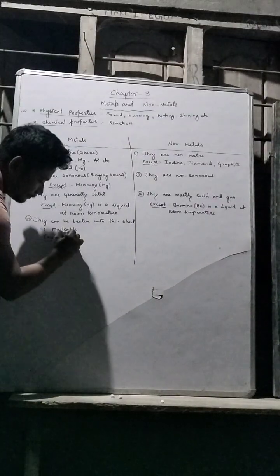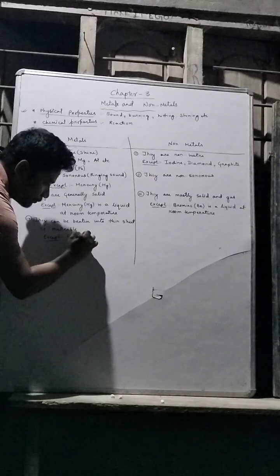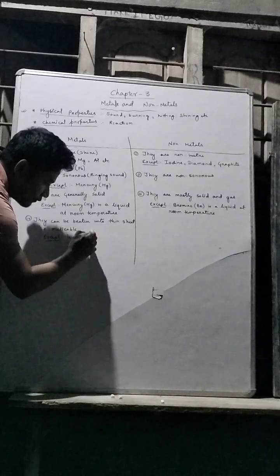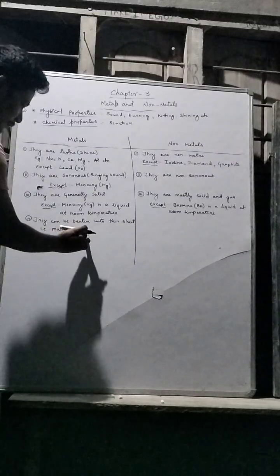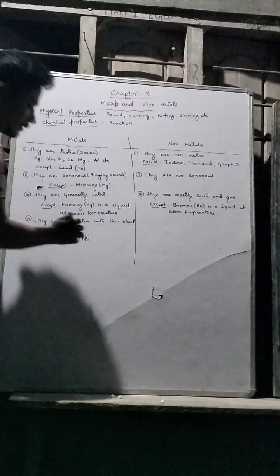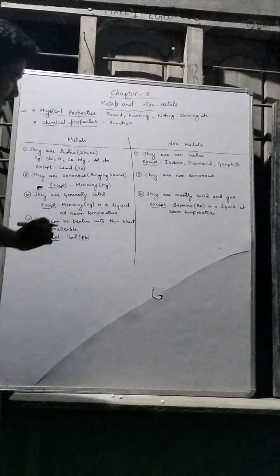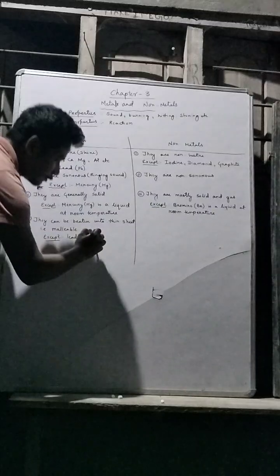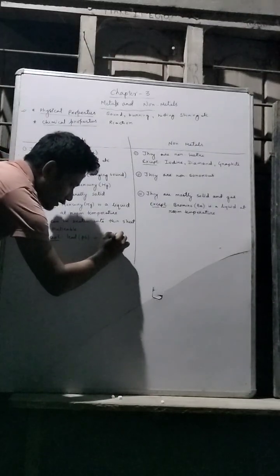Except lead, Pb. There is only one metal which cannot be beaten into a thin sheet, that is lead. So lead is brittle. When you beat the lead metal, it will break into pieces.